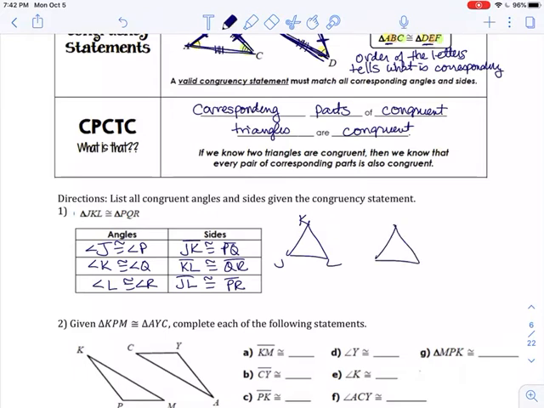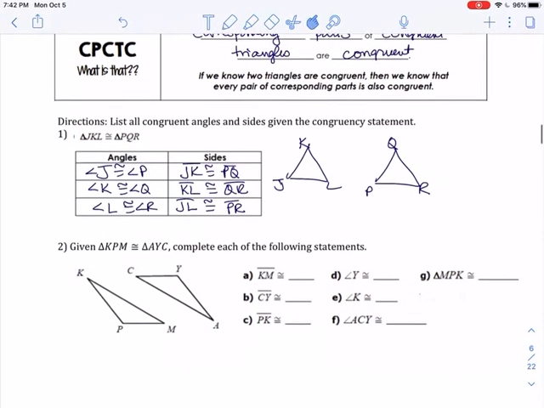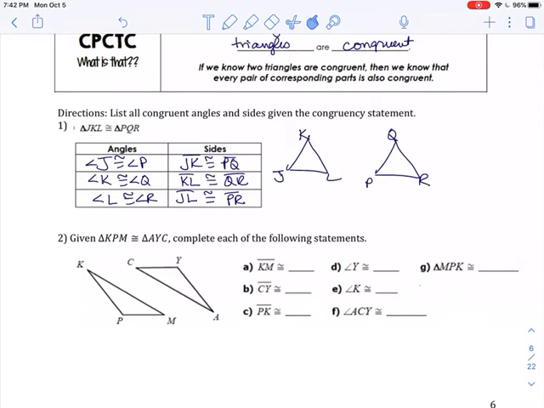If you wanted to draw a picture, you could draw JKL, and next to it draw PQR. It doesn't matter where you put the JKL, but wherever you put that J, you need to put the P in the same spot. Wherever you put the K, you have to put the Q in the same spot. Okay? Let's look at this one on the bottom right here.